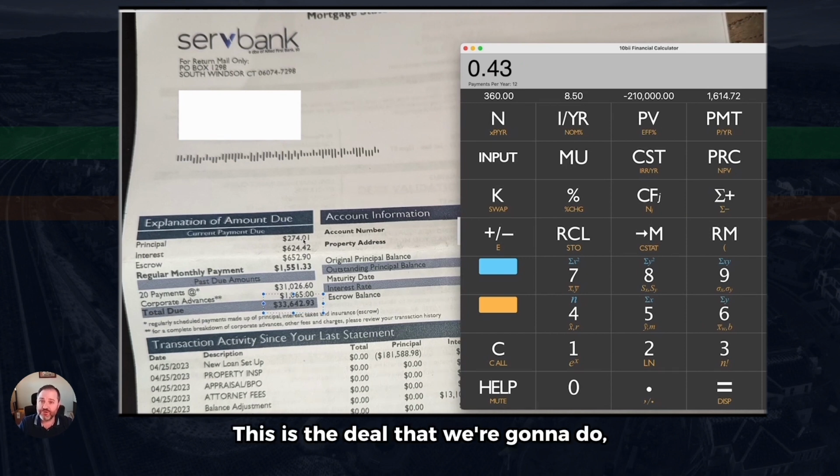This is the deal that we're going to do. We're about to contract close on it and make it happen. Helping another family, building our portfolio, and making it a win.